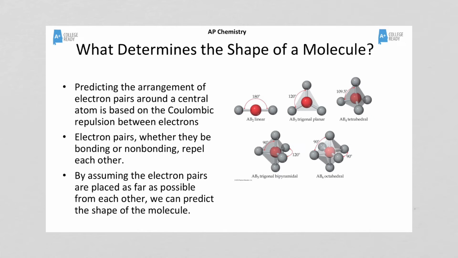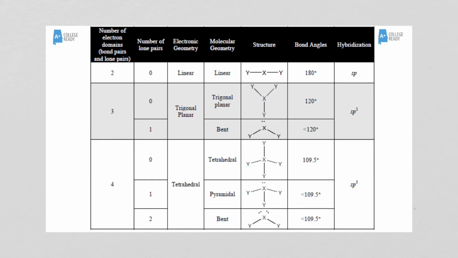And again, we do need to know shapes. You need to know how to draw a Lewis structure. You might have to identify a shape. And again, you can read through this slide, but basically everything in the atom is trying to situate itself to be as far apart from other atoms and from other lone pairs. Everything's repelling each other. So, again, the second bulleted point: electron pairs, whether they're bonding or non-bonding, repel each other. So everything is oriented as far apart from each other as possible, and that's how we achieve these shapes.